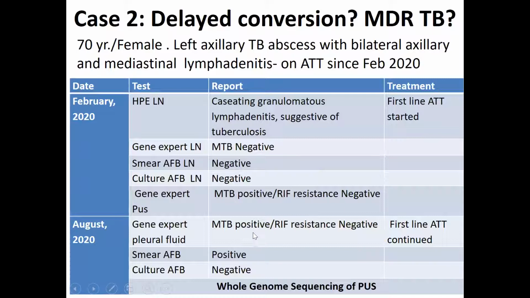The pleural fluid is GeneXpert positive. Rifampicin resistance is negative. Smear is positive. Culture again is negative. So we don't have an isolate of this patient, and we don't know what happened, why the patient has relapsed and come back again with the infection. So we sent the pus for whole genome sequencing.